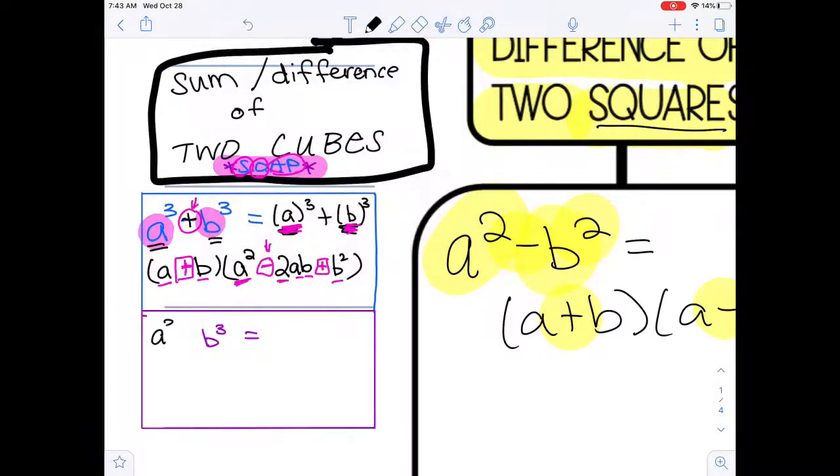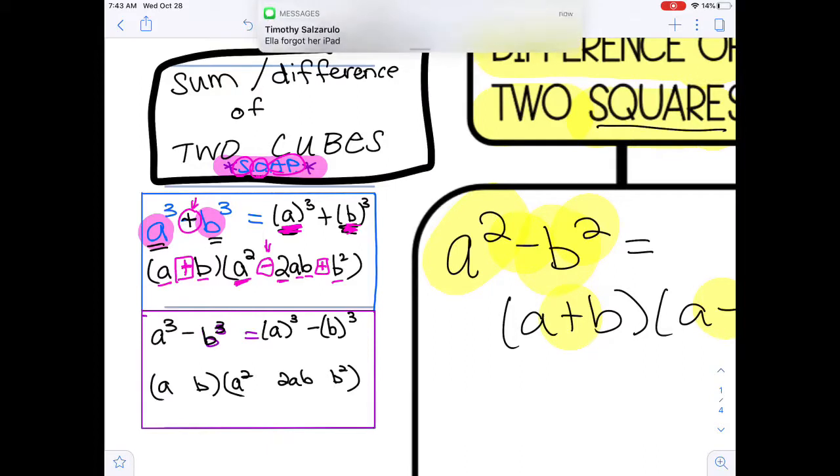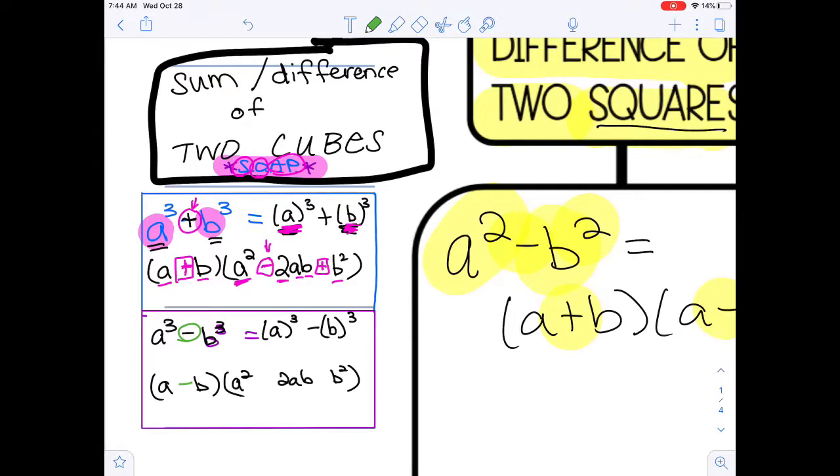This is supposed to say a cubed minus b cubed. And again, we're going to set it up the same way, where we know a cubed minus b cubed. We're going to put a, b here, a squared, 2ab, b squared in that pattern. And then we're going to go same, opposite, always positive. So that is what SOAP stands for, the positives and negatives in the sum or difference of 2 cubes.